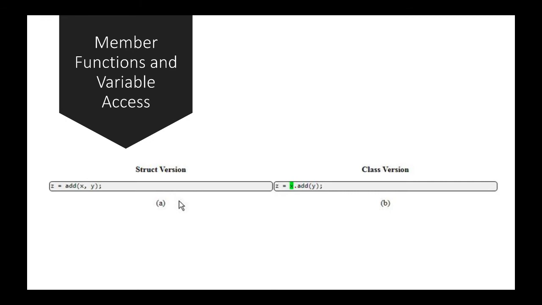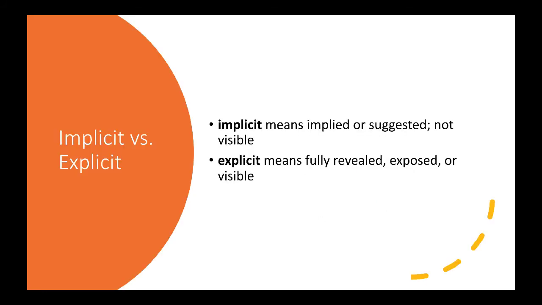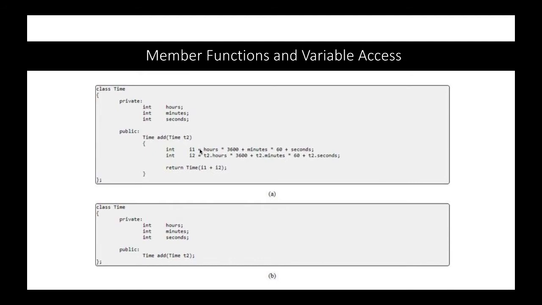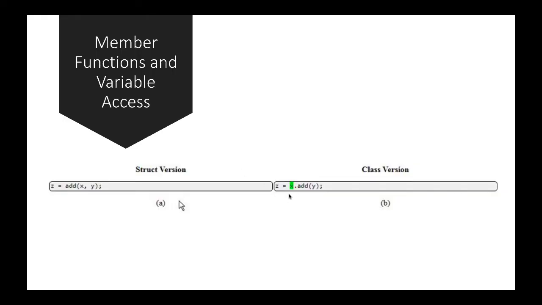So here we have the struct version of add, and we are passing in two explicit arguments. Explicit means that you can see those arguments. They are known. In the class version over here, we have the differences. We have our implicit argument tied on with our dot operator, and we are only passing in one explicit argument. Again, implicit means implied or suggested, not visible. So inside the function, you don't see who it is. Outside the function, it's pretty clear who it is, right?